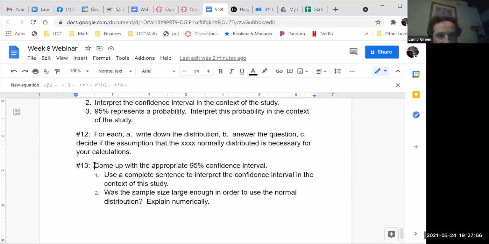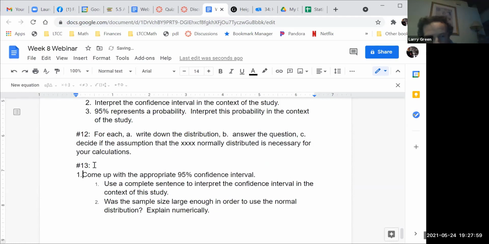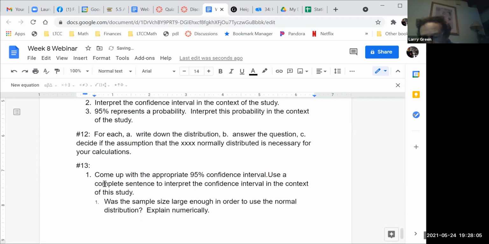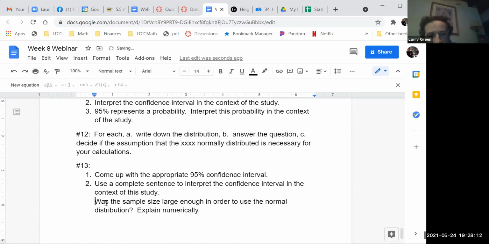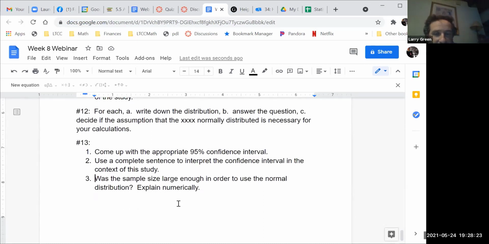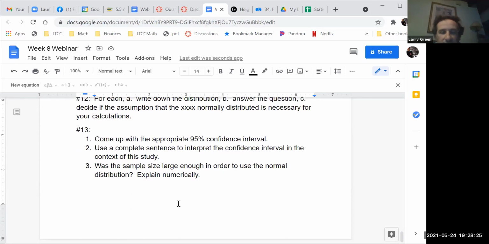Okay, number 13. The first question is come up with the confidence interval. The second question is use a complete sentence to interpret the confidence interval in the context of the study. And the third question is, was the sample size large enough? That's that 30 and 5 thing, depending on what type of thing you're doing. Any questions in number 13? And that's the whole exam.